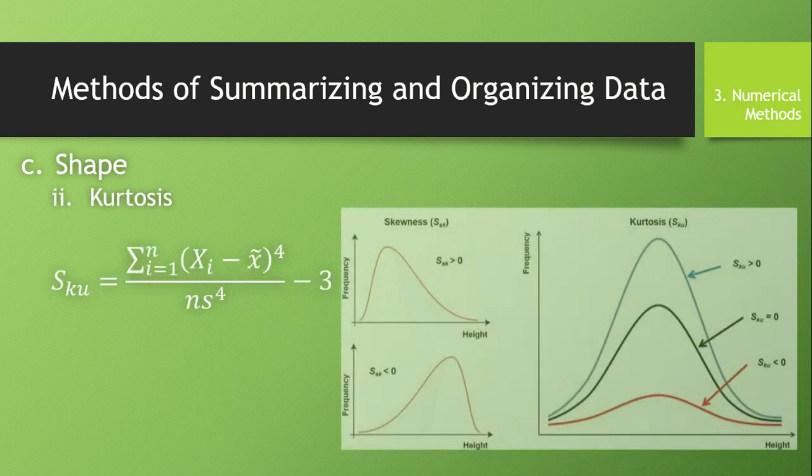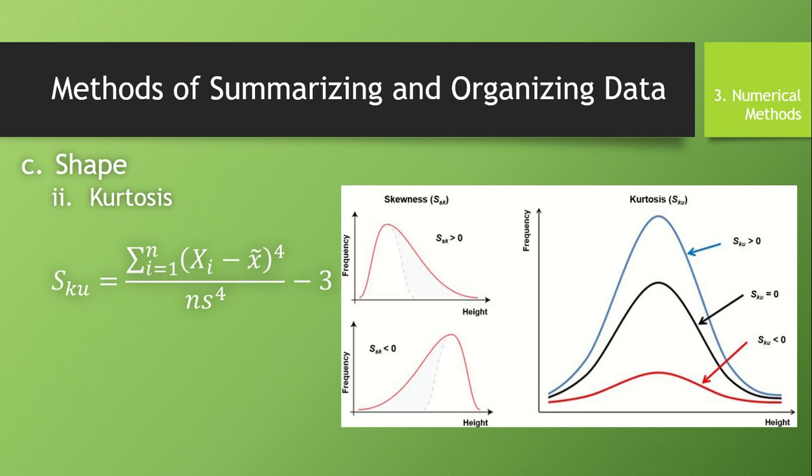Next is kurtosis. And we have this. So this is for ungrouped data. The kurtosis refers to the height, while skewness refers to the shape. So if the height of your data or curve is low or short, then that means the kurtosis is less than 0. When kurtosis is equal to 0, that's the ideal one. Then greater than 0, meaning the height of your curve or data is this.